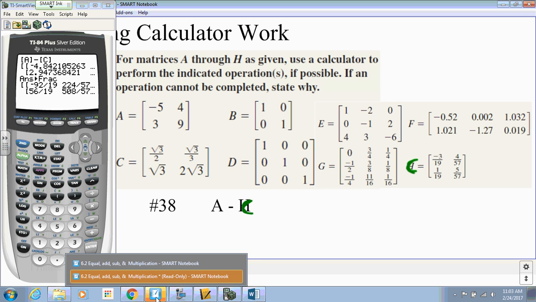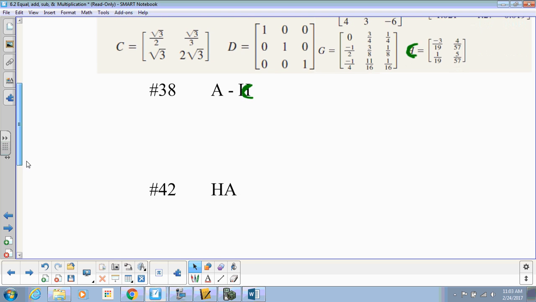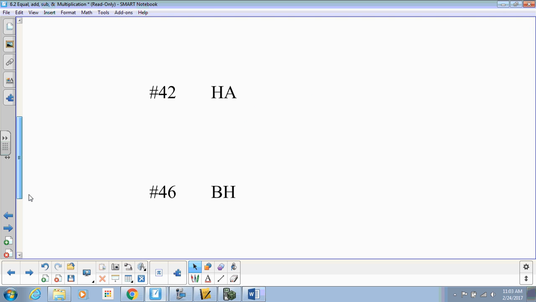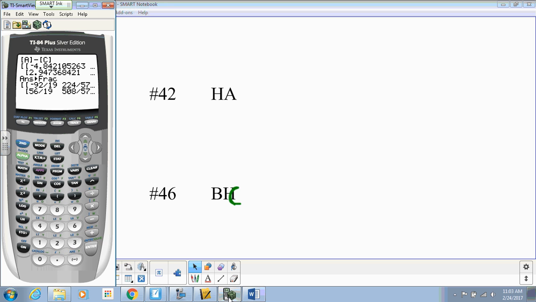Okay, so now let's do B times H. Remember, H I typed in as C. So let's do B times C. I'm still on my home screen. You can clear if you want. Second matrix, and I want B. And then you don't have to put the times symbol. You can just put them next to each other. And yes, it should be that because that was the identity. And then math, enter, enter.